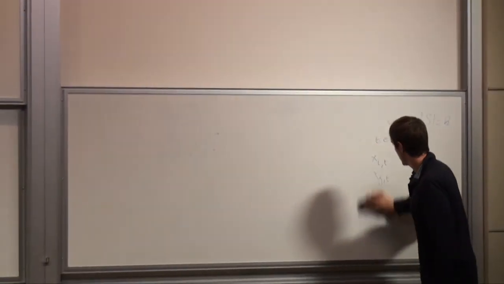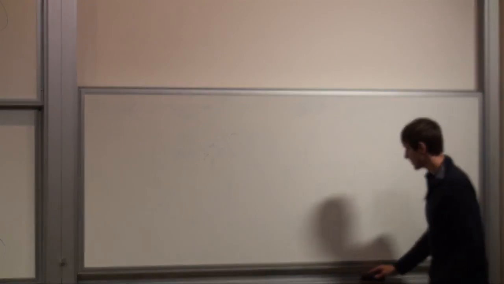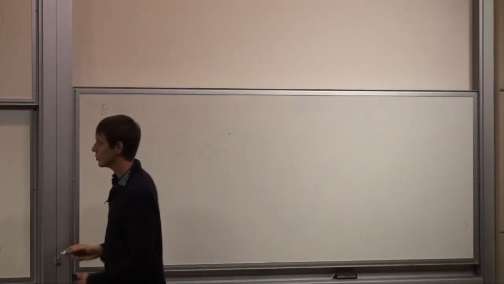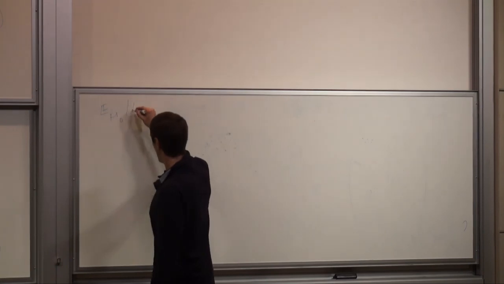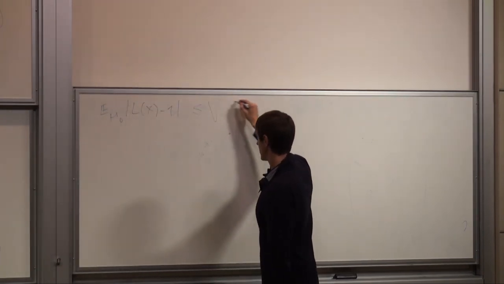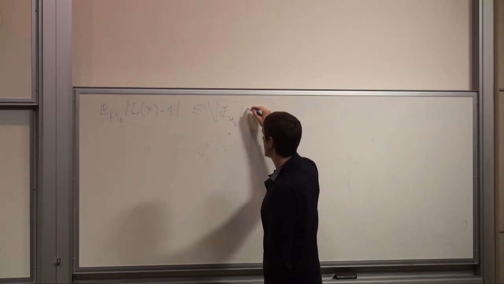is that usually you use Cauchy-Schwarz or Jensen. So now what do you want? You want to lower bound this, so you want to upper bound this guy. So the expectation under the null of the absolute value of L of x minus 1, let's say by Jensen, that's certainly smaller than the expectation under the null of this guy squared.